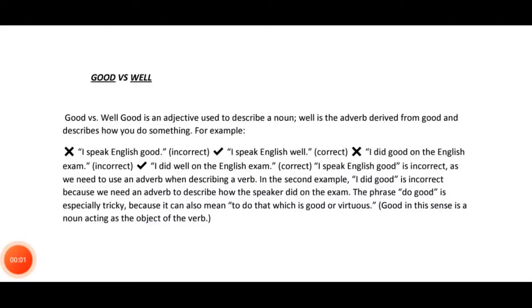Hello guys, today we are going to learn about how we can use good and well. That's a very easy topic, so let's get started with our video.